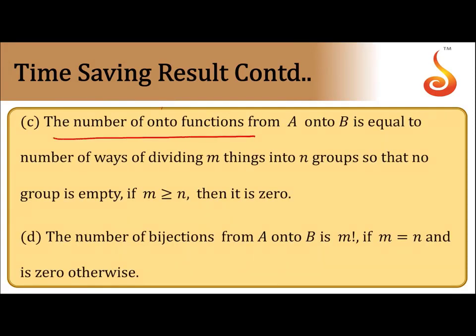Coming to the next one, the number of onto mappings from set A is equal to the number of ways of dividing m things into n groups so that no group is empty. This concept will be described in detail later in permutations and combinations. The number of bijections from set A to set B is n factorial if m is equal to n, or 0 otherwise.